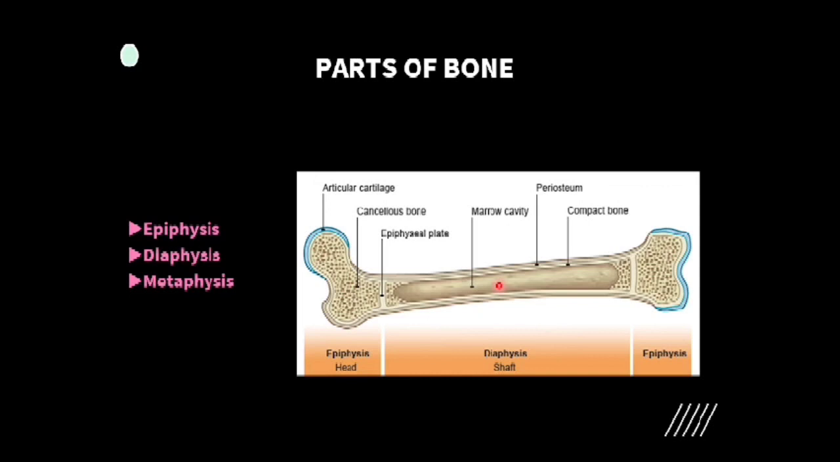Metaphysis is very important because it is the most vascular part of the bone, because most of the supplying arteries and veins enter through this area. We will see more functions of the metaphysis in the coming slides.